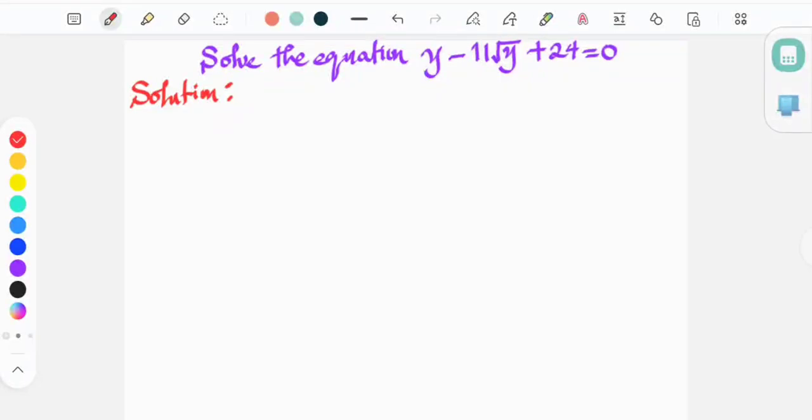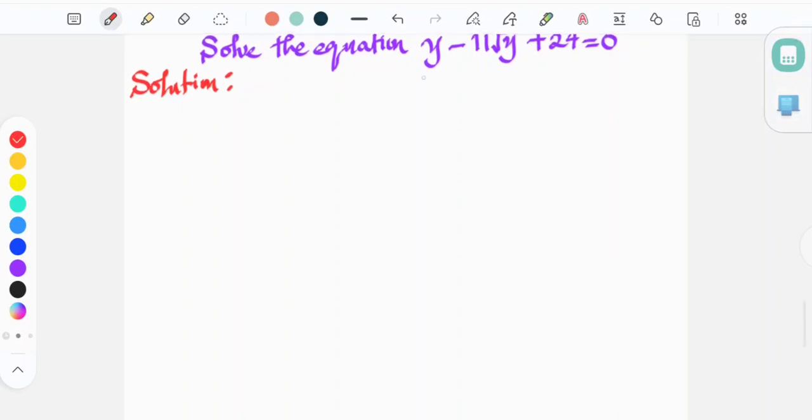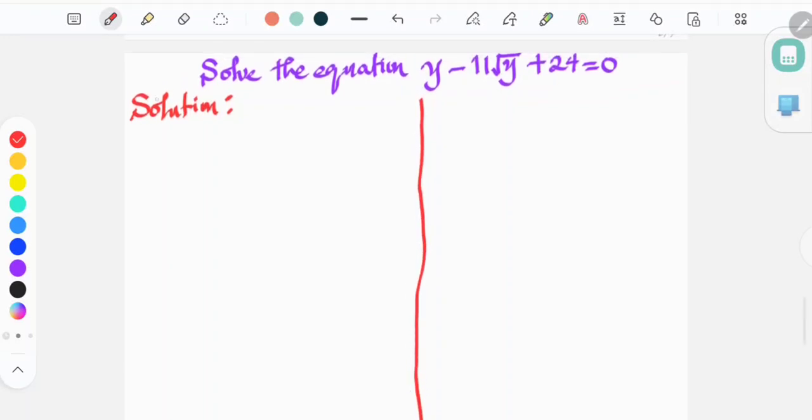Right, so we've been asked to solve this equation: y minus 11 root y plus 24 equals 0. Alright, so right away I want to first of all divide my board. Okay, so from here now we have y minus 11 root y plus 24 equals 0.